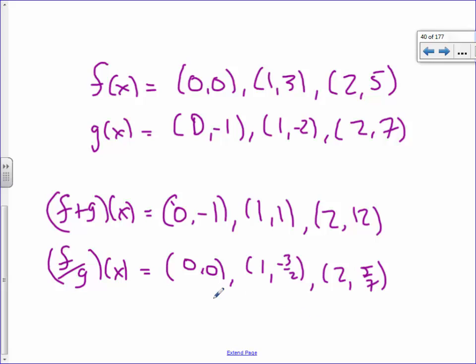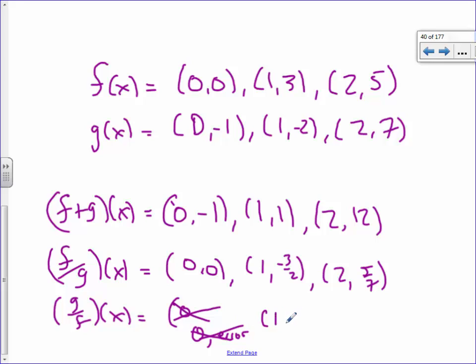One last thing, then we'll probably start packing up here. Sure, the bell's got to go soon. Let's do g over f. Now can I do 0? No. Because I can't take the negative 1 and divide by 0. So here's what we do in that case. We can't even start trying to write a point there. So don't write something like 0, comma, error. We just don't even bother writing a point because it just doesn't exist. 1 then would end up being what? Negative 2 over 3. And 2 would end up being 7 over 5.